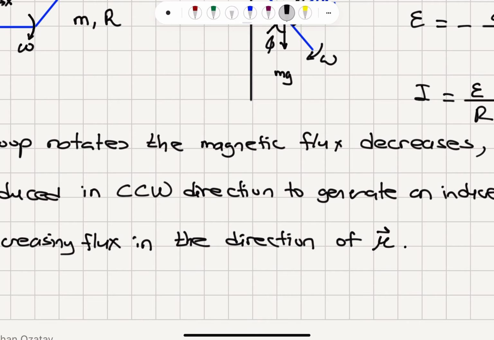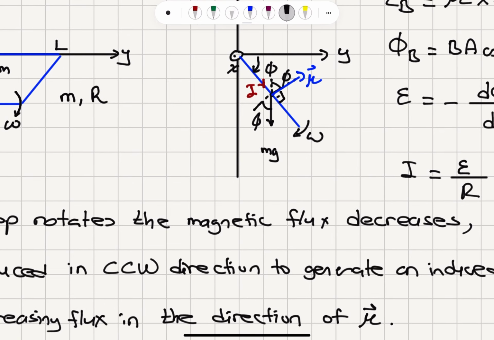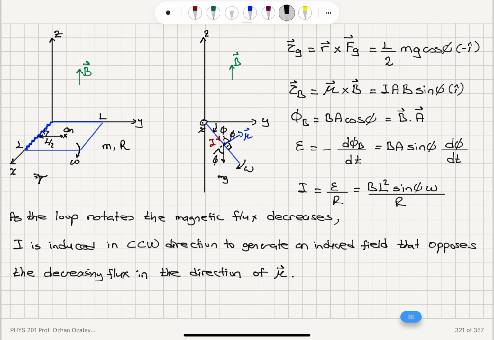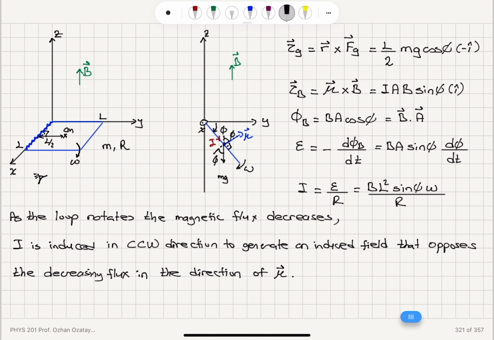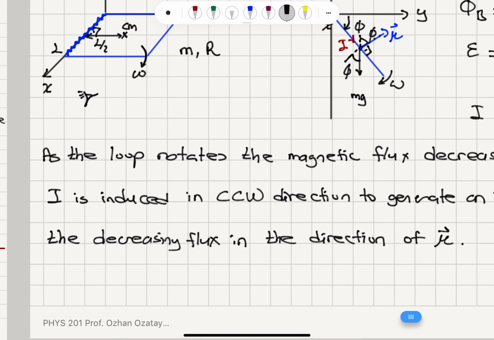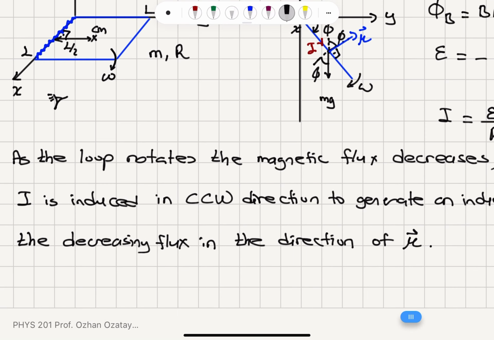Okay, so that's basically this direction that I'm showing here. All right, so this is going to induce a magnetic field in the direction of mu. So that's going to make sure that the decrease in the flux is compensated for using Lenz's law. Okay, so what is the net torque acting on this loop?